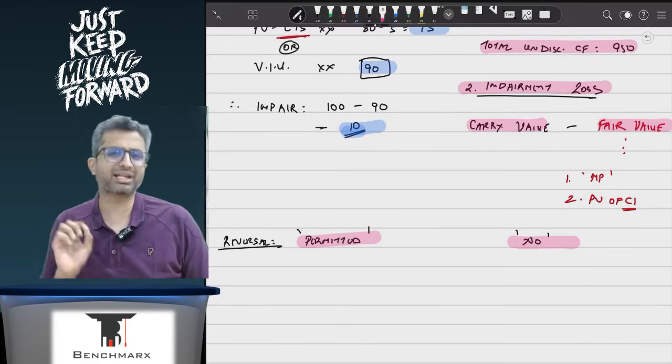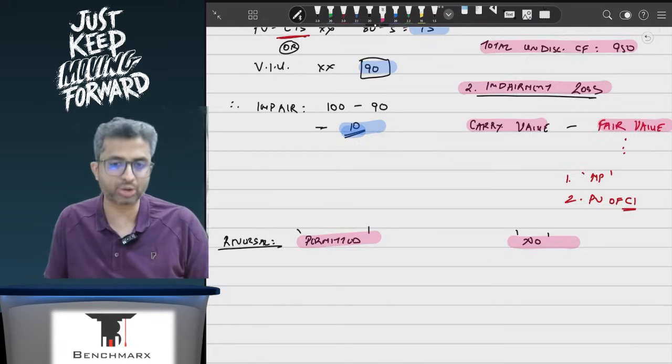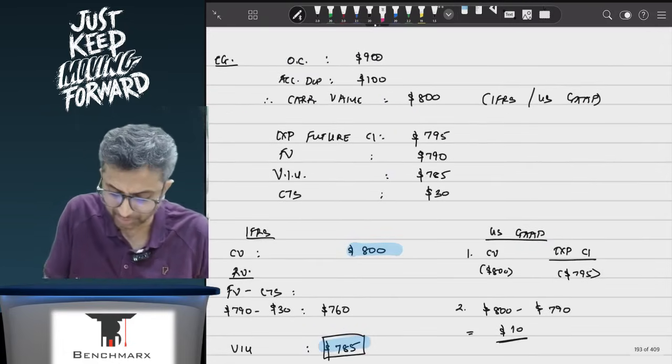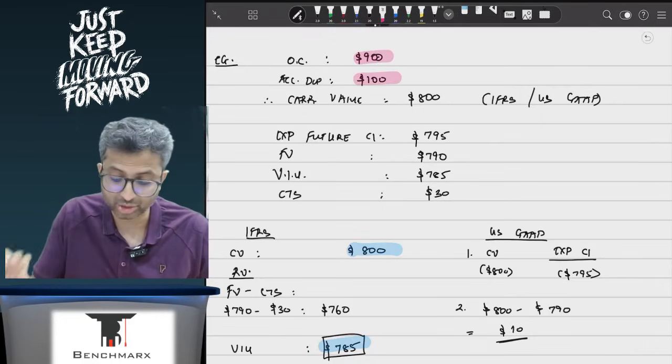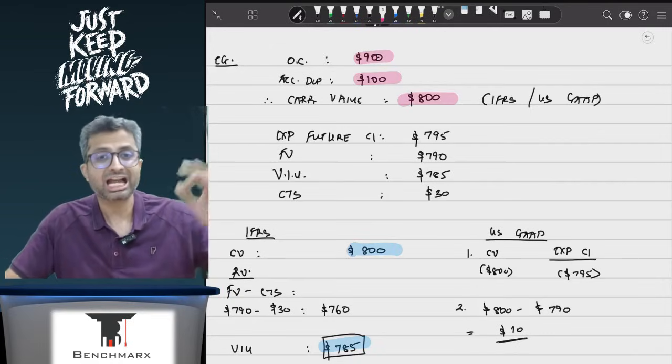Now for US GAAP especially, we would want to understand it with the numerical, so we'll try to take a number. Let's say there's an asset with an original cost of 1000, accumulated depreciation is 100, which means carrying value is 900.